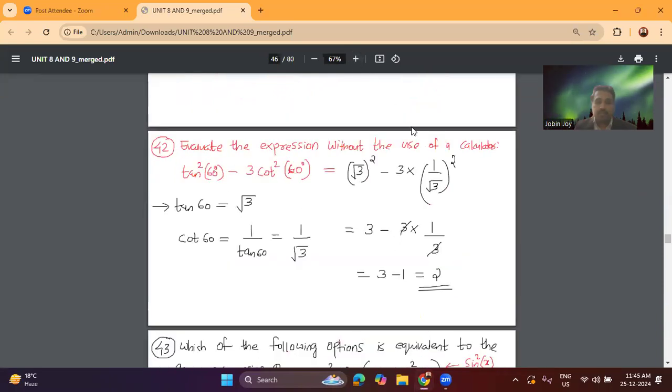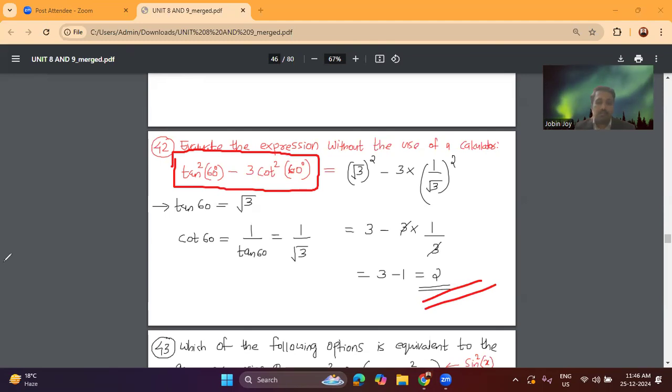Next is evaluate the expression tan square 60 minus 3 cot square 60. Tan 60 is root 3, and cot 60 is 1 by root 3. Substitute here: tan square 60 is root 3 the whole square, minus 3 into cot square 60, which is 1 by root 3 the whole square. Root 3 square is 3, minus 3 into 1 by 3, the 3s cancel. So 3 minus 1. The answer is 2.